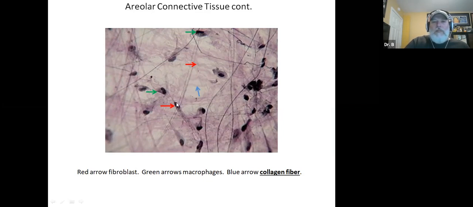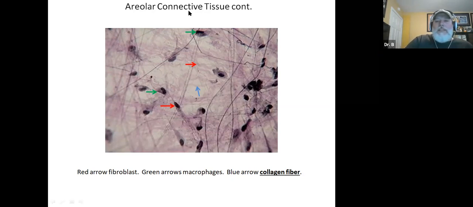So again, be sure that you can identify some of these cells. Notice the lima bean shape. You can see it really clearly on this macrophage compared to the long spindle shape that we see right here, this fibroblast, because you'll probably have to identify one of those two cells on the practical itself.